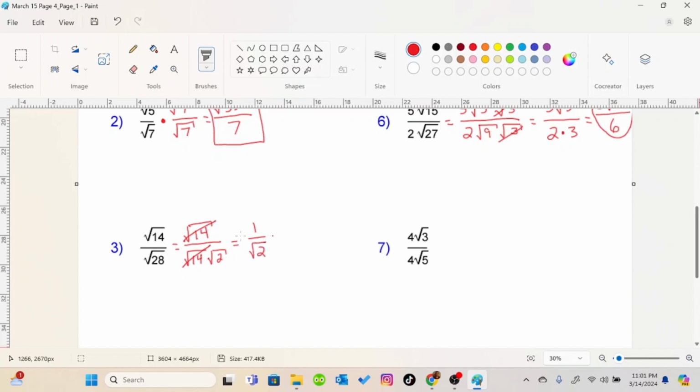Now we don't want to leave a square root in the denominator. So we're going to multiply the top and the bottom by square root of 2. We can do this because multiplying by something over itself is just multiplying by 1 and doesn't change the value. Now we have square root of 2 over 2, and that's our final answer.